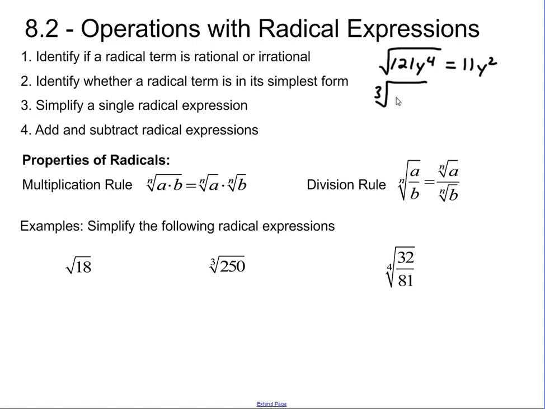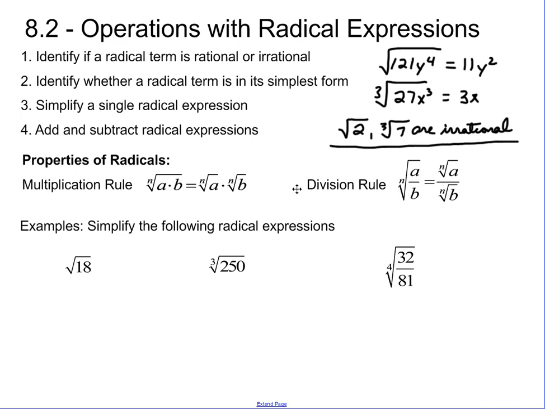Cube root, a good example of a perfect cube root would be 27x cubed. And we know that this expression would reduce as 3x. So we're okay with perfect radicals, but what if it's not a perfect radical? Well, sometimes we have numbers like the square root of 2. We have numbers like the cube root of 7, right? These are irrational numbers. They are not reducible as perfect squares or perfect cubes. So we would have to leave these in that particular form.